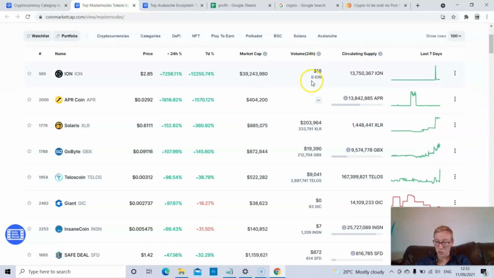Look, you know why that's smashing it? It's done $18 of volume in the day. Not 18 million, not 18,000, $18. Of course that's skewed. That's all it's done, and that skewed it by 7,000%. So someone really overbought with their $18.